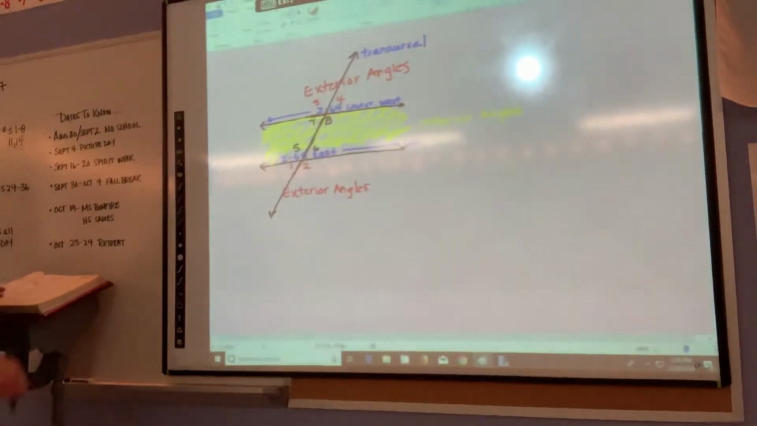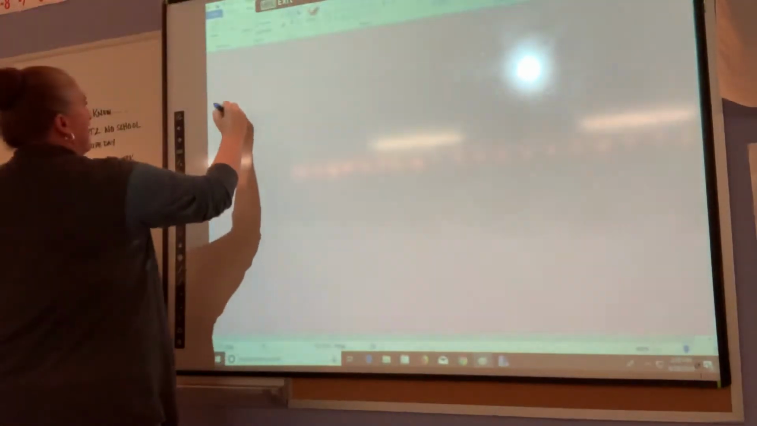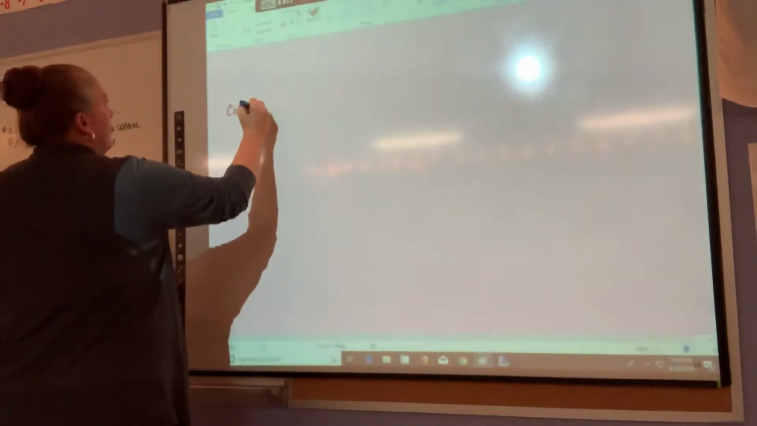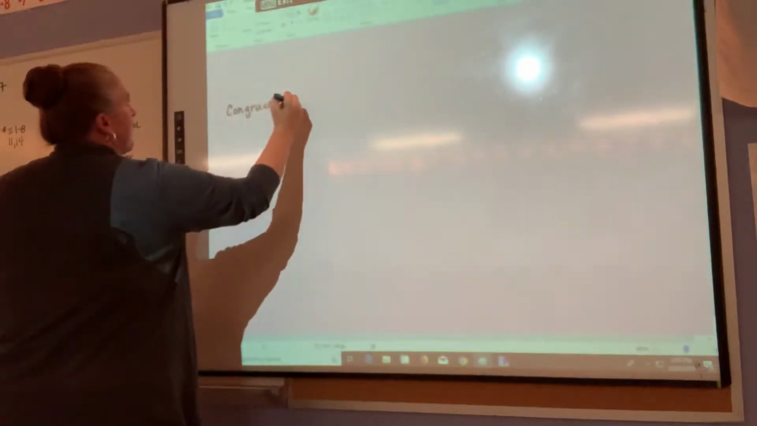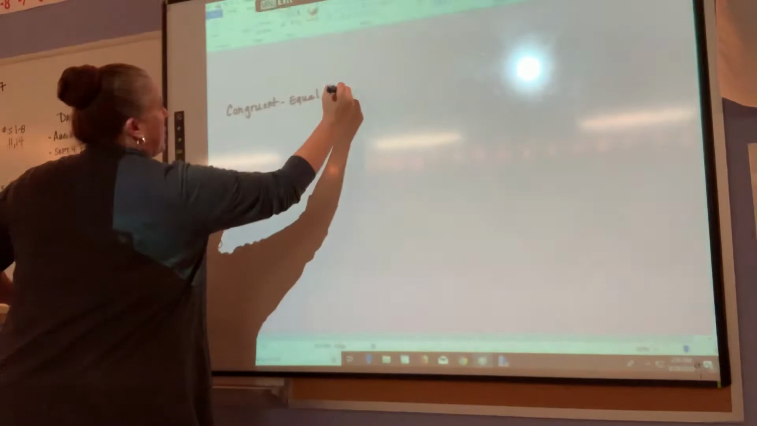What does the word congruent mean? It means the same. You're gonna see that word a lot. Equal or the same measure.